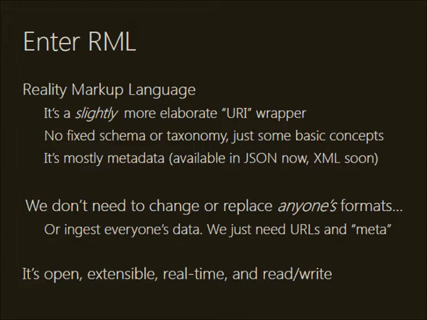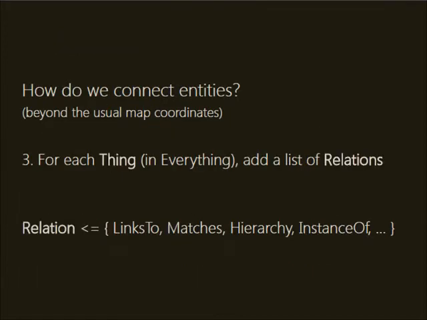That's one of the hardest things to do, but we have to get that right, or else it's just not going to be useful. So how do we connect entities beyond the usual map coordinates? Well, for each thing, we add a list of relations. So we don't just have one kind of relationship, which is links to, but we have matches. When images are similar visually and in proximity, we can create a match relationship. And at the end of this, based on how much time I have left, I will do a demo.